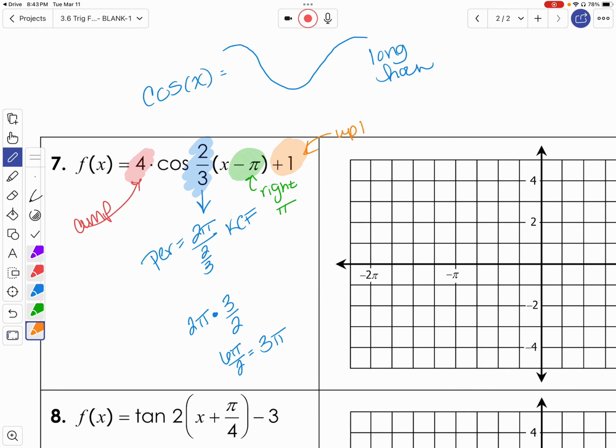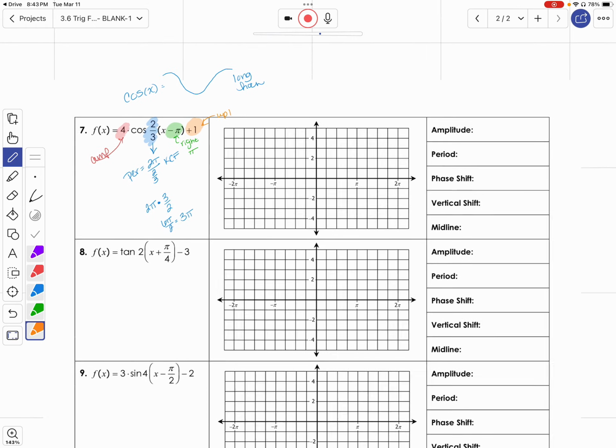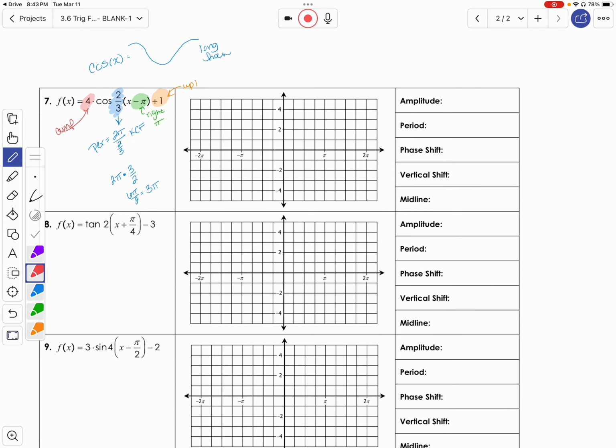So if I take that same information and fill out those key features on the right-hand side, my amplitude is 4 units. We calculated my period to be 3 pi units. I have a horizontal shift or phase shift to the right, pi units. I have a vertical shift up 1, which means that my new midline is at y is equal to 1.